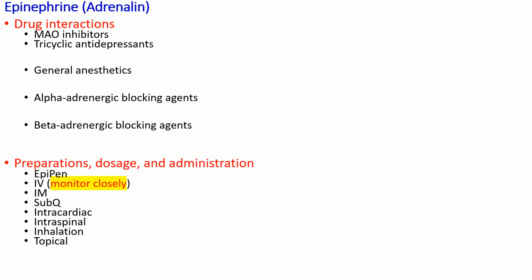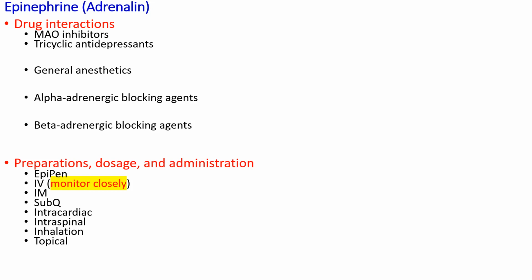The drug interactions with epinephrine, adrenaline, would be MAO inhibitors and TCAs, tricyclic antidepressants, because the TCAs block the epinephrine reuptake. That's their mechanism of action, that's how the TCAs work. So the MAOs and TCAs prolong the intensity of the epinephrine because they either inhibit the MAO or block the epinephrine reuptake.